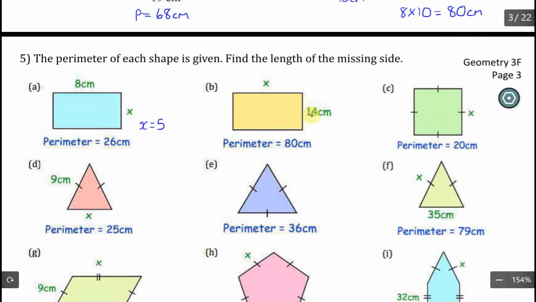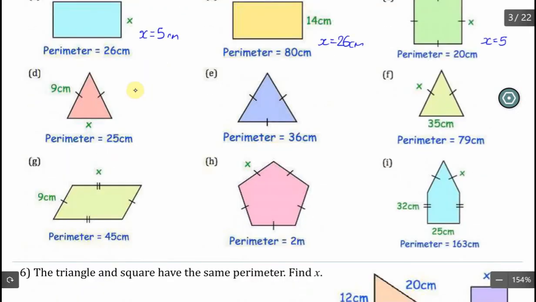2 lots of 14 would be 28. If we take that off this, we would have 52. Divide by 2 would be 26. This one, 4 lots of something would be 20, so x is 5. I've done this one as well. I think x was 7. Didn't realise I doubled up on so many questions.